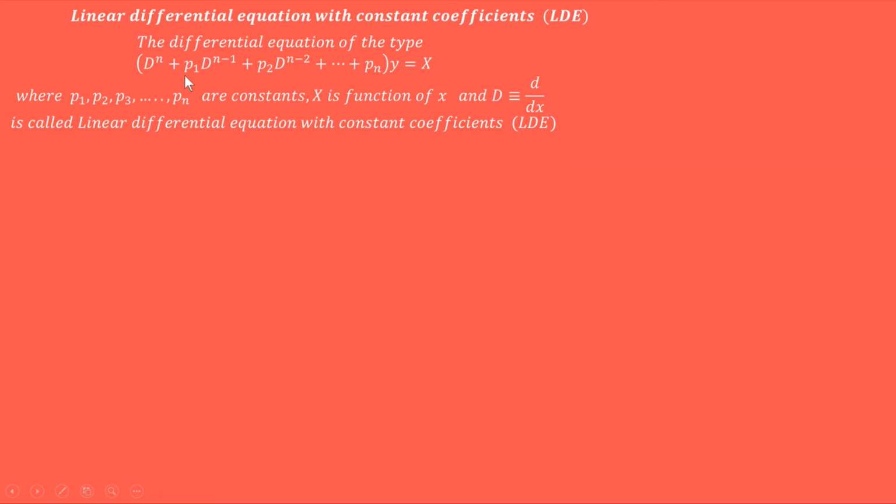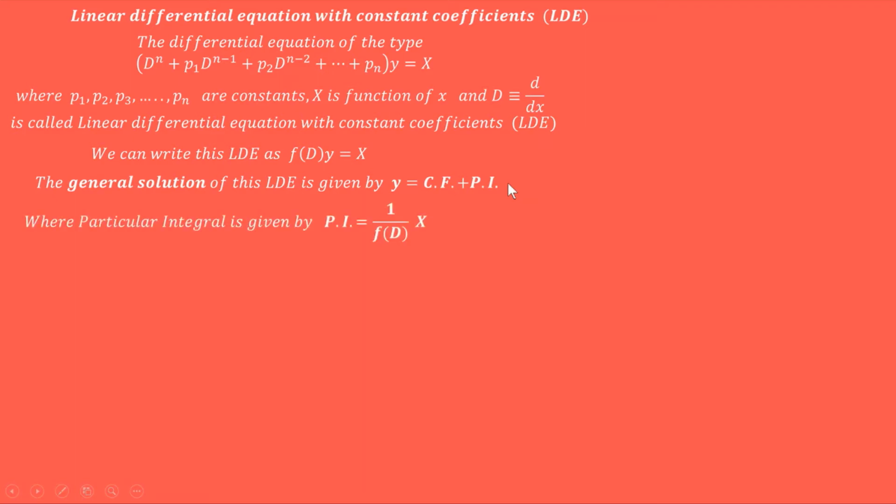Here, D^n + p1 D^(n-1) + p2 D^(n-2) + ... + pn is a polynomial in capital D. We can shortly say this is a function of capital D. So we can write this differential equation as f(D) y = X. The general solution of this linear differential equation is given by y = complementary function + PI. Here PI means particular integral, which is given by PI = 1/f(D) X. We have seen this result.